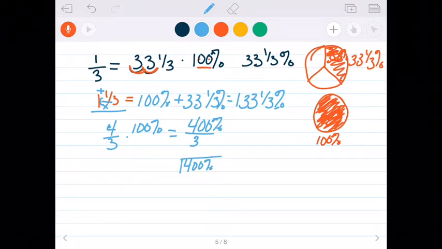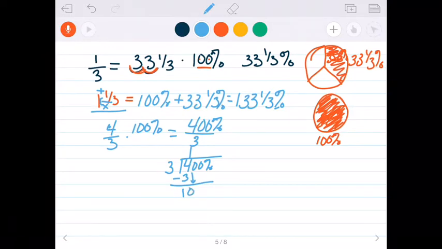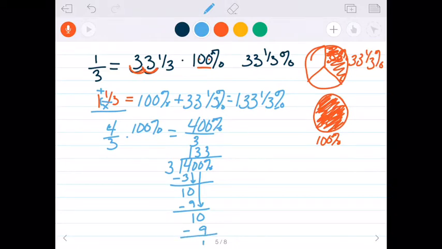400% divided by 3. Well, 3 goes into 4 one time. 1 times 3 is 3. 4 minus 3 is 1. Bring down the 0. 3 goes into 10 3 times. 3 times 3 is 9. Subtract. Get a 1. Bring down the 0. 3 goes into 10 3 times. 3 times 3 is 9. Subtract. You get 1 left over. And we're going to use that as a fraction, 33 1/3, and we don't want to forget our percent. It's more than 100%. So you will have some problems that are like that in this lesson.